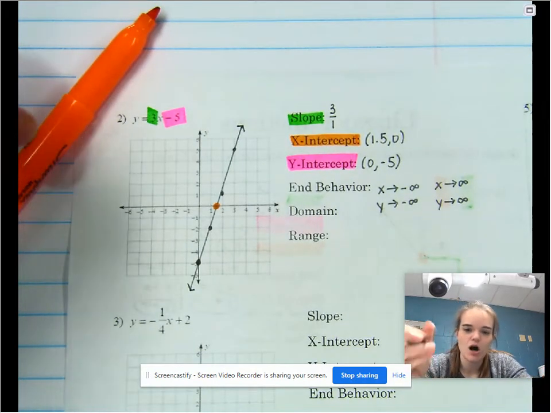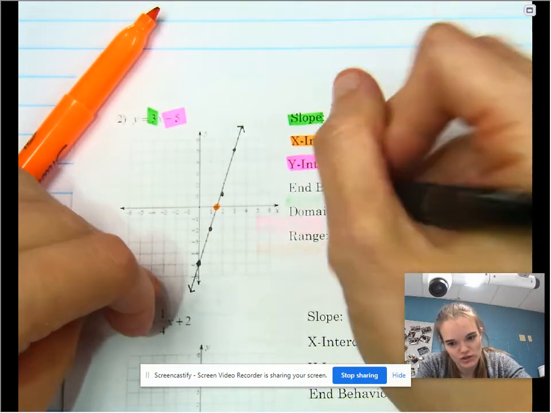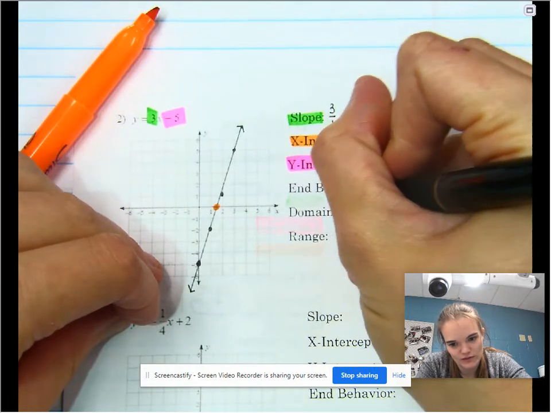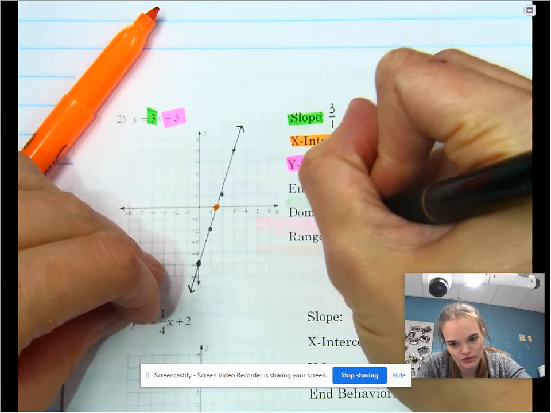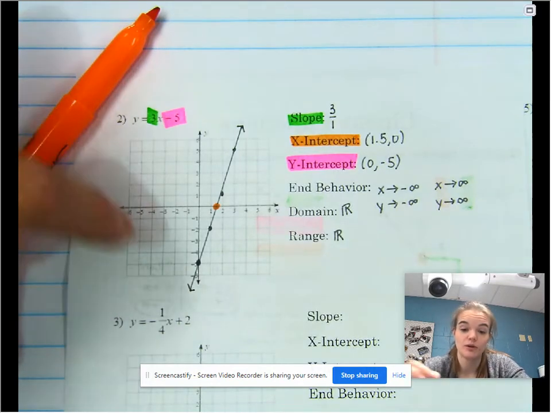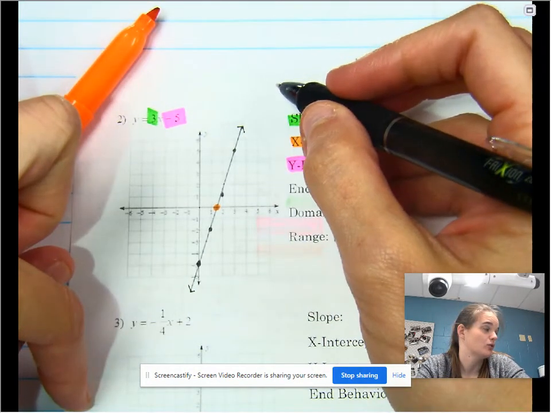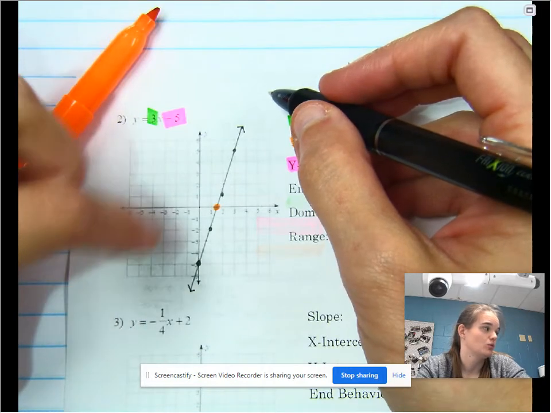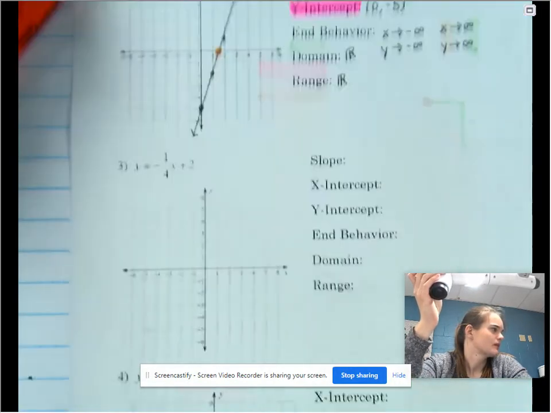Okay, domain. All linear functions have a domain and range of all real numbers. The only time something doesn't have a domain and range of all real numbers is when they don't have arrows pointing in both directions, but lines do. Number 3.